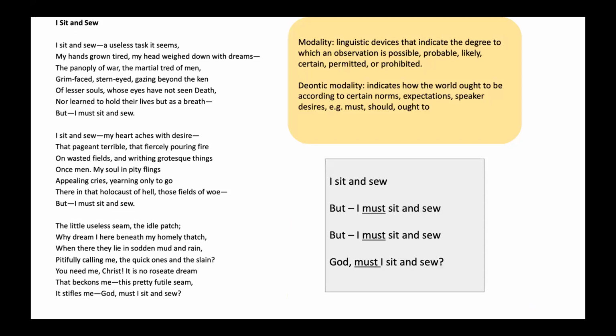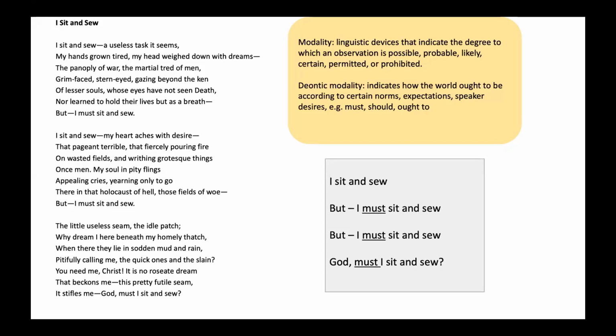So briefly then, I'm going to talk about modality as well. So Chloe spoke already about modality today, so linguistic devices that indicate how far something is possible, probable, likely, certain, permitted or prohibited. And she also spoke about deontic modality, which indicates how the world ought to be, so ideas around really obligation and expectations.